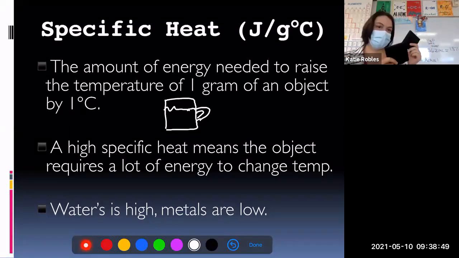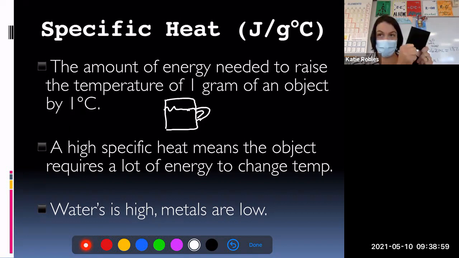So these blocks, right? This one here that feels cold and melted the ice cube really quickly, this is a metal. And this has a very low specific heat. It does not require a lot of energy to change the temperature of this. So this absorbs heat very quickly. That's why it feels cold. Because when I put my hand on it, it's absorbing the heat of my hand very quickly.